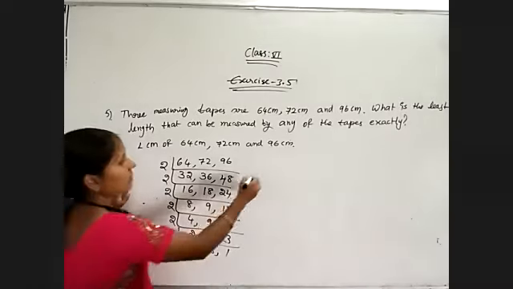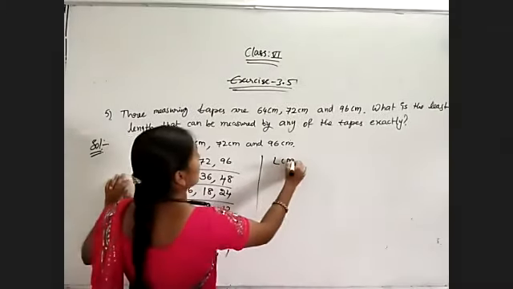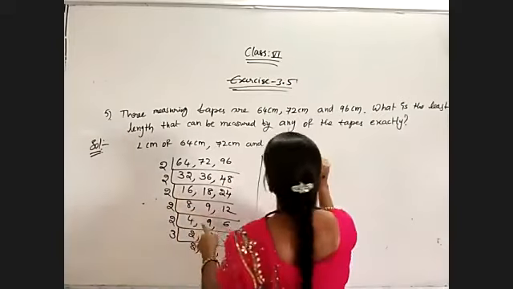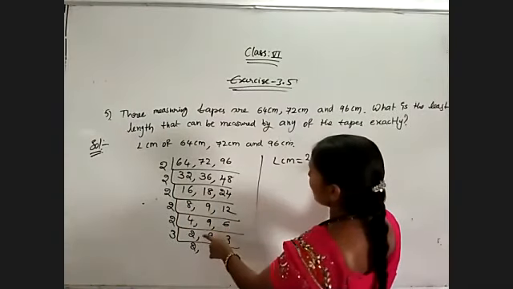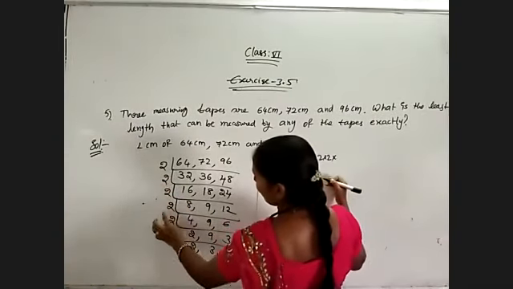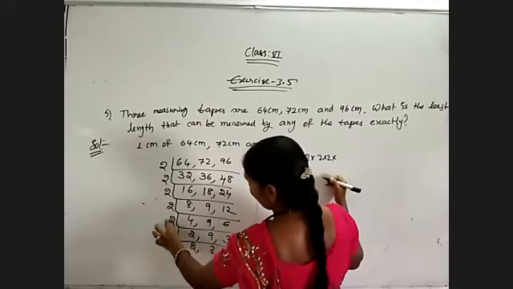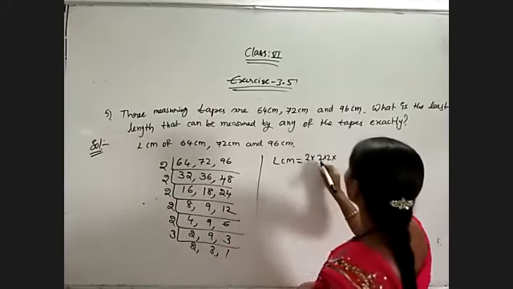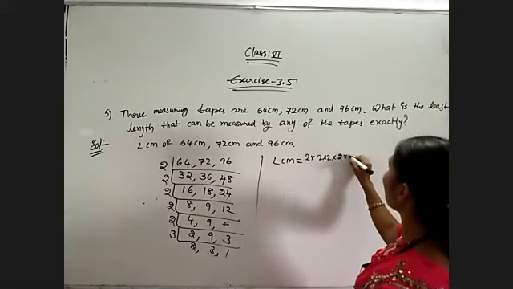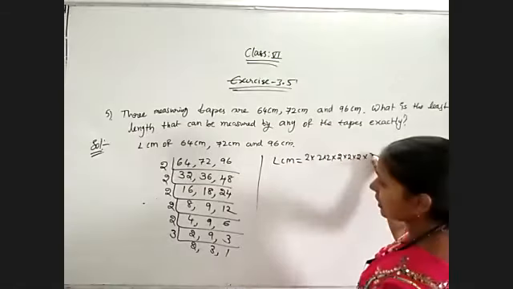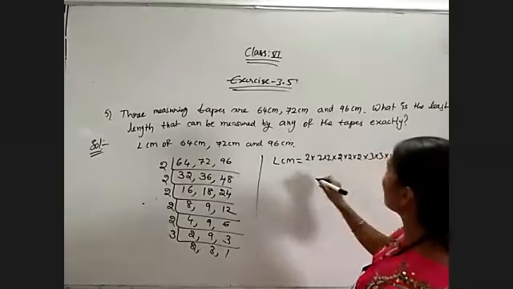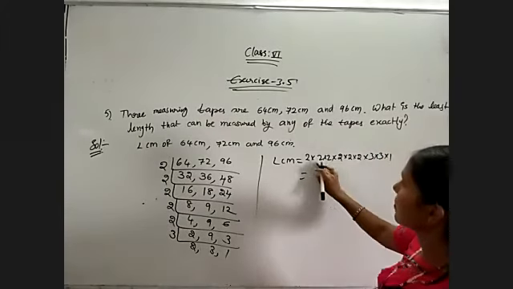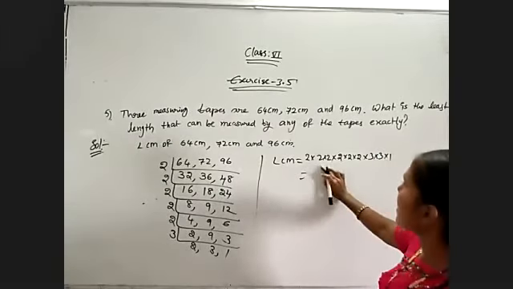Then what will we get as the LCM of those numbers? 2 into 2 into 2 into 2. How many times did 2 come? 1 2 3 4 5 6 times. Then 3 into 3 into 1. So it is equal to 2 six times, 2 power 6. That is 64.